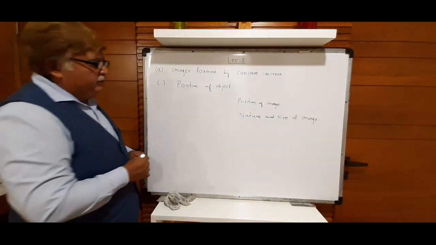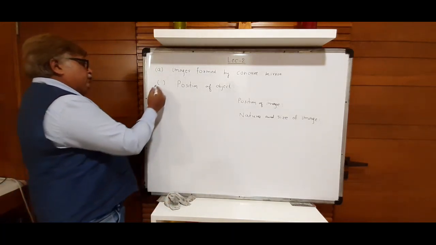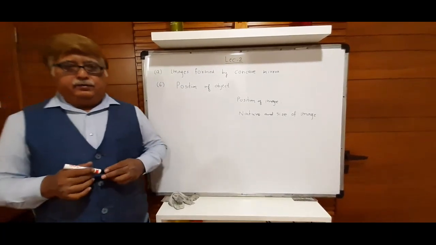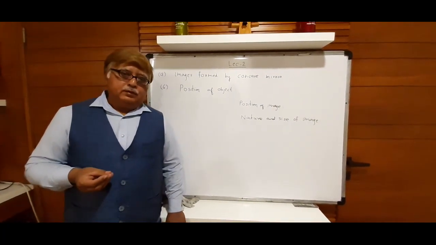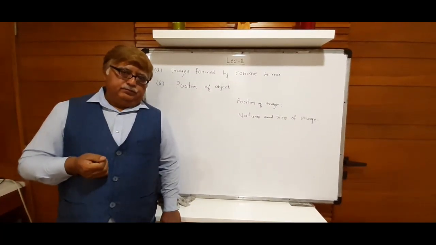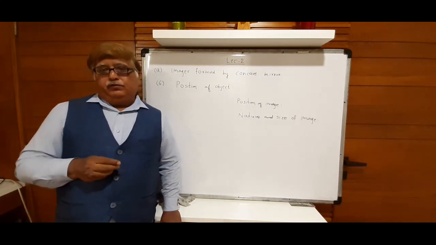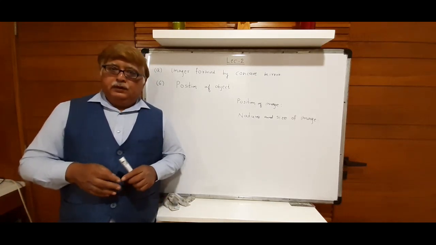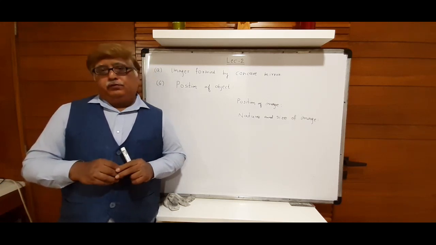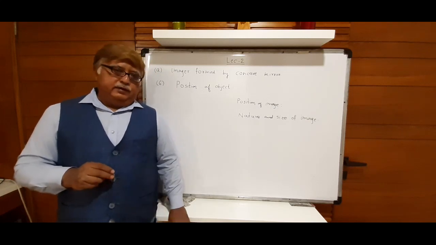Position of image. Sixth diagram. Where was the object initially? At infinity. Then away from the center of curvature. Then at the center of curvature. Then between the center of curvature and focus. Then at focus. Fifth diagram.